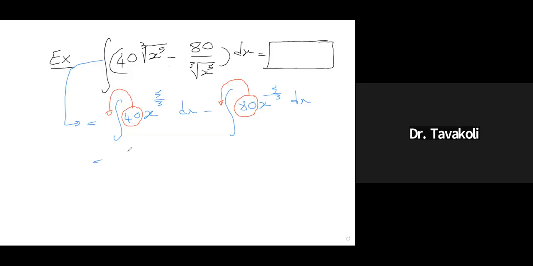So for the integral of x to the power of 5/3, we know how to deal with it using the power rule. It's going to be x to the power of 5/3 plus 1, which is 8/3, all over 8/3. Minus 80 times the antiderivative of x to the power of minus 5/3 using the power rule. x to the power of minus 5/3 plus 1 is minus 2/3, and all over minus 2/3, plus c.